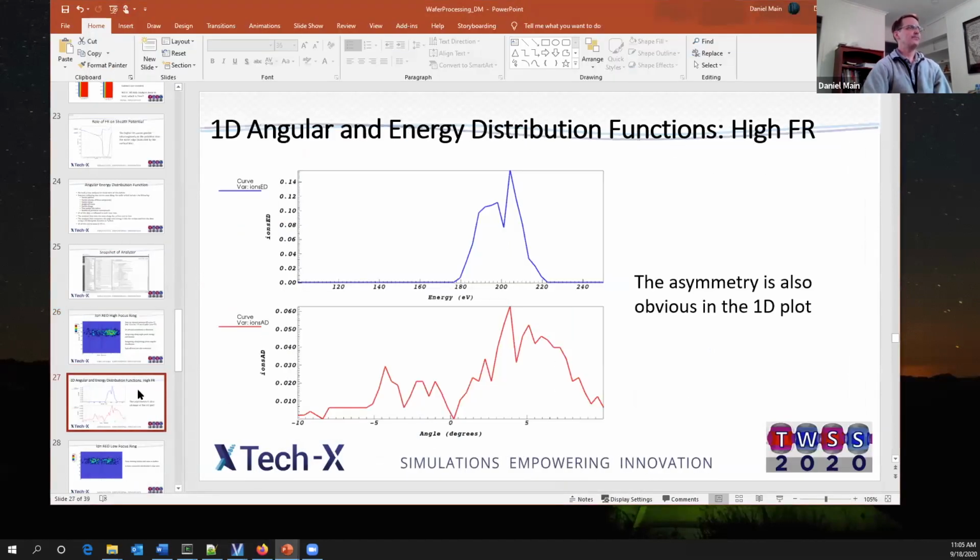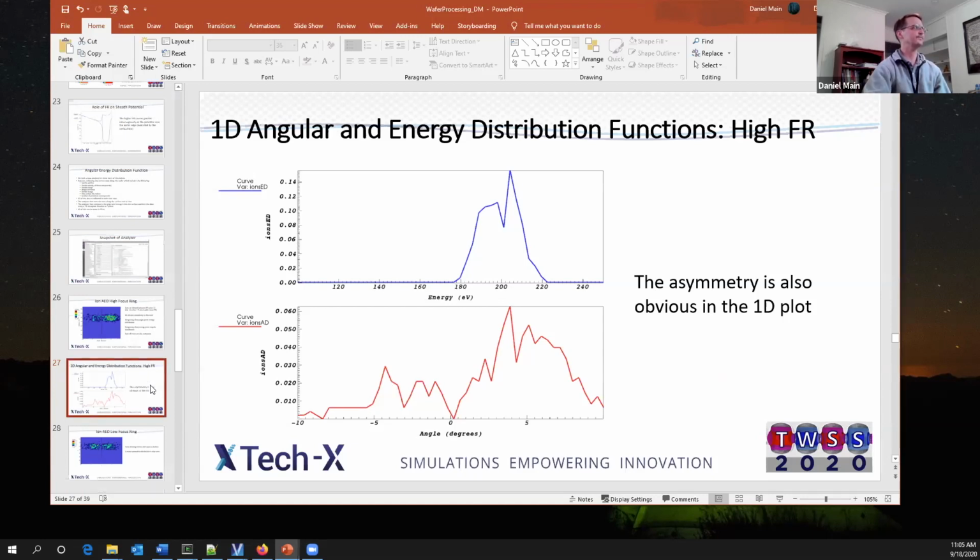So now this is just the same data that you saw over in VSim, and this is what it looks like. These are 1D plus. Now this is the ion energy distribution. So this axis here is energy, and this axis here is angle. And then what you see is an asymmetry here with the high focus ring. And so this would not be a desired result. We want a symmetric, we want the ions to impact uniformly into the wafer.